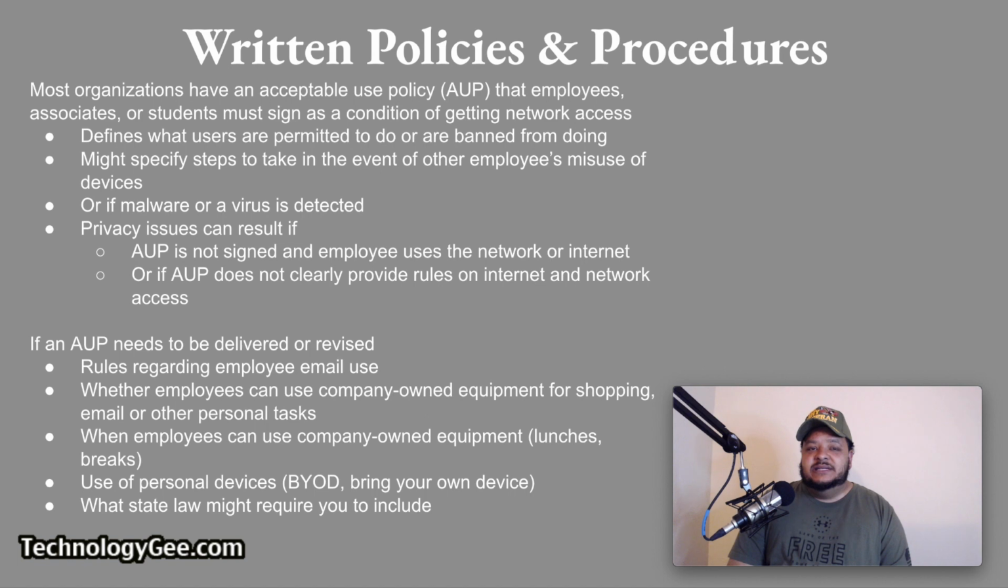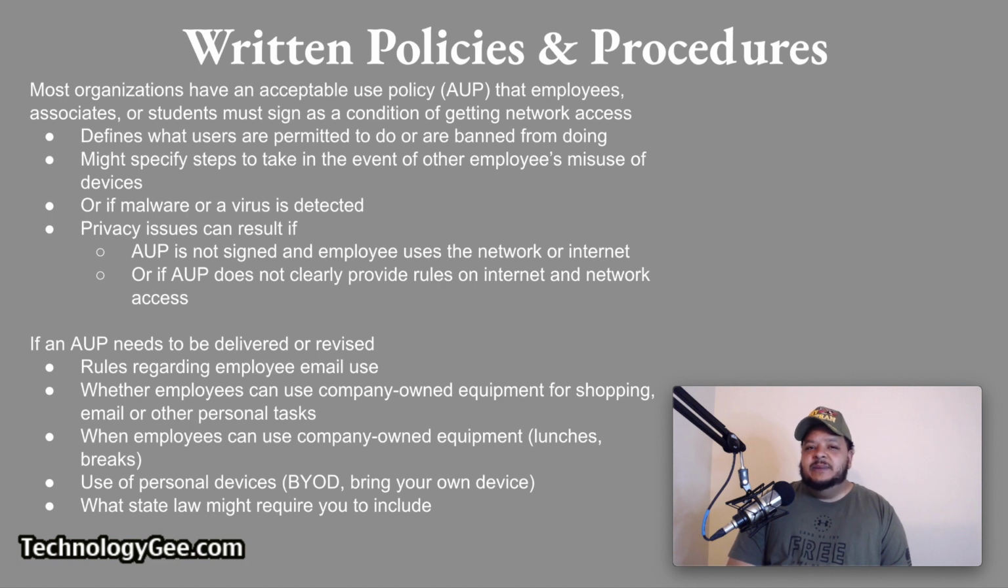Written policies and procedures. Most organizations have an acceptable use policy, also known as an AUP, that employees, associates, or students must sign as a condition of getting network access. An AUP defines what users are permitted to do or banned from doing with the organization's network or internet access. It might also specify what steps to take in the event of other employees' misuse of devices, or if a virus or malware is detected. If an AUP is not signed and the employee uses the network or the internet, or if the AUP does not clearly provide rules on internet and network access, privacy issues can result.